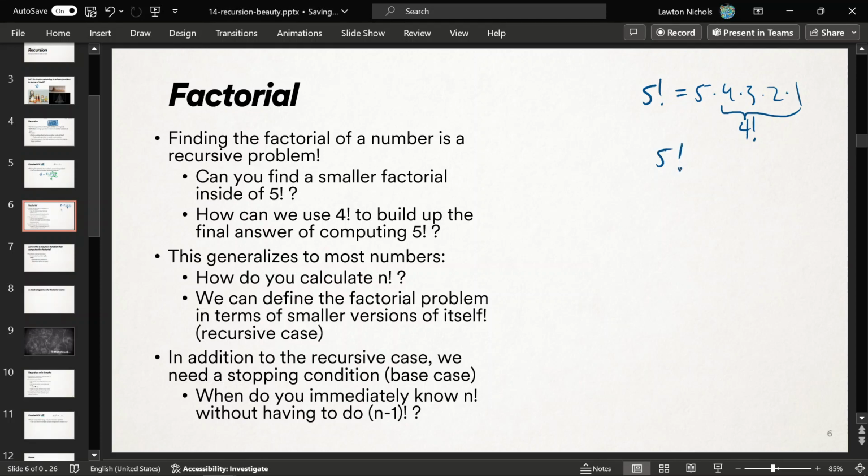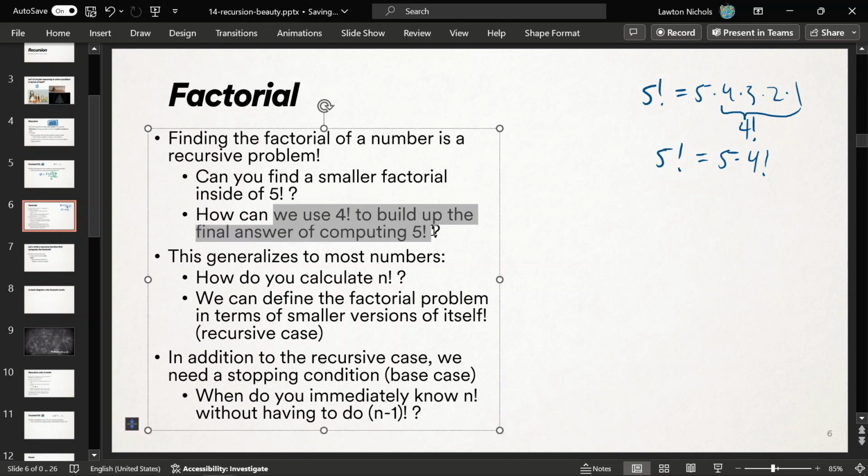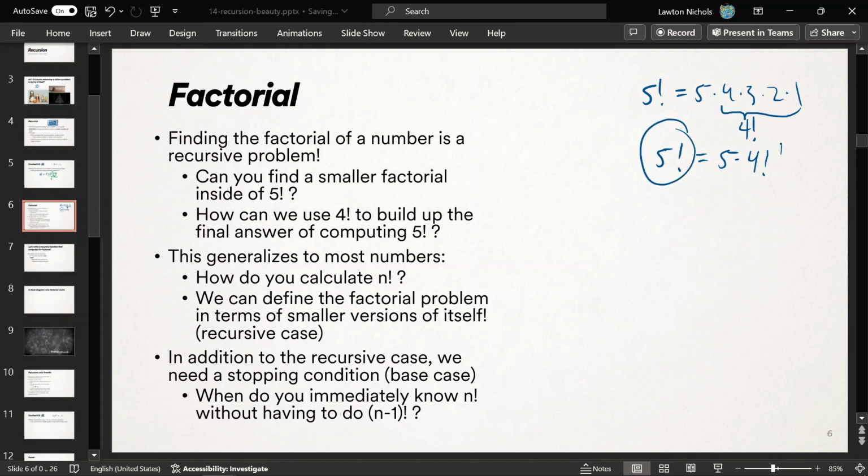So another way to write 5 factorial is 5 factorial equals 5 times 4 factorial. See how that's the same? That is the right answer. That's us using 4 factorial to build up that final answer. If we wanted 5 factorial and somebody gave you 4 factorial, do you see how you could just multiply by 5 and have the answer there? That is the powerful secret there. And that's really nice. This is a smaller problem, right? A smaller factorial finding problem.